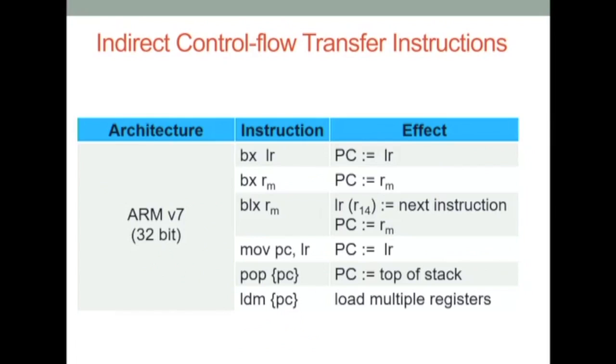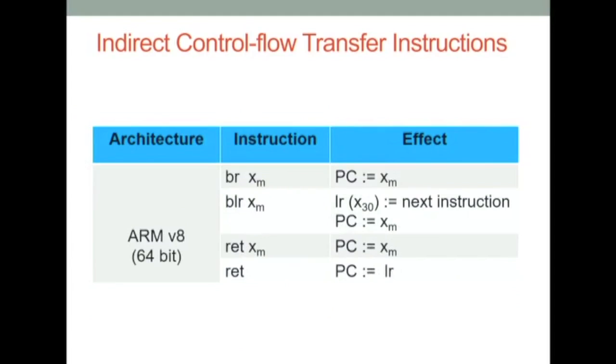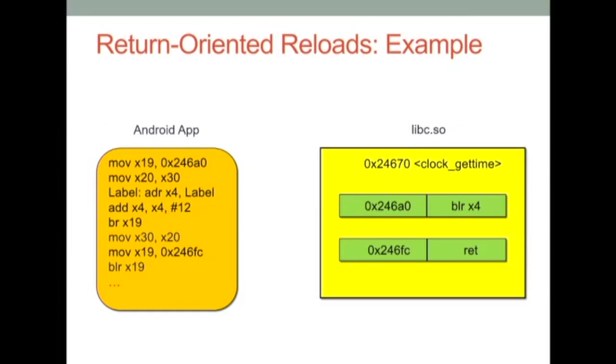We can use all the indirect control flow transfer instructions on ARM. This table shows that on ARMv7 there are many indirect control flow transfer instructions, and on ARMv8 there are many of them as well. For instance, we find two gadgets in the clock_gettime function in the standard libc library, and then we can construct the Android app as shown in this figure to make use of these two gadgets to learn whether the victim has called the function clock_gettime during the Flush+Reload interval.